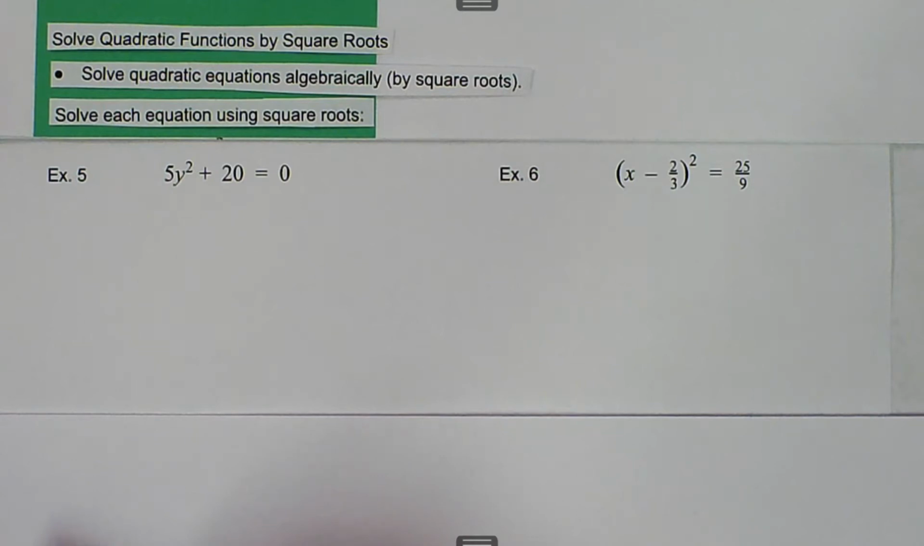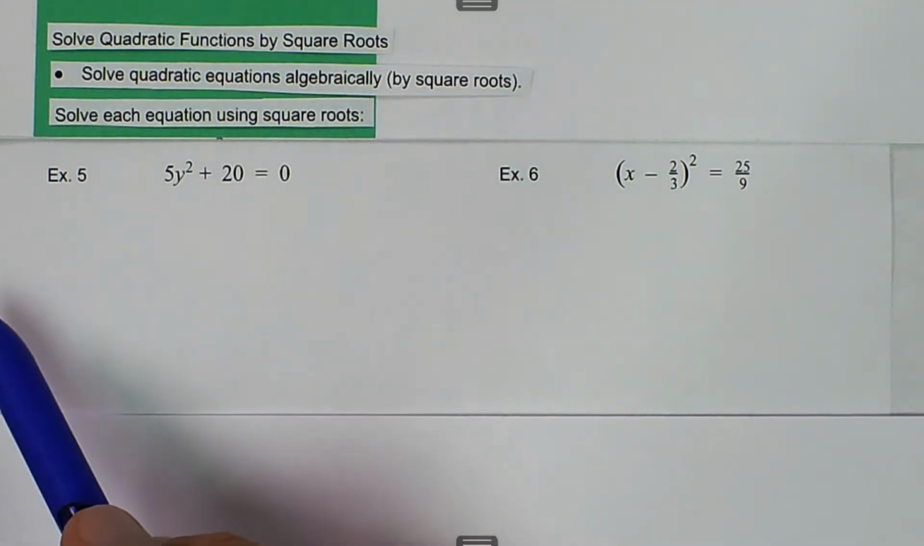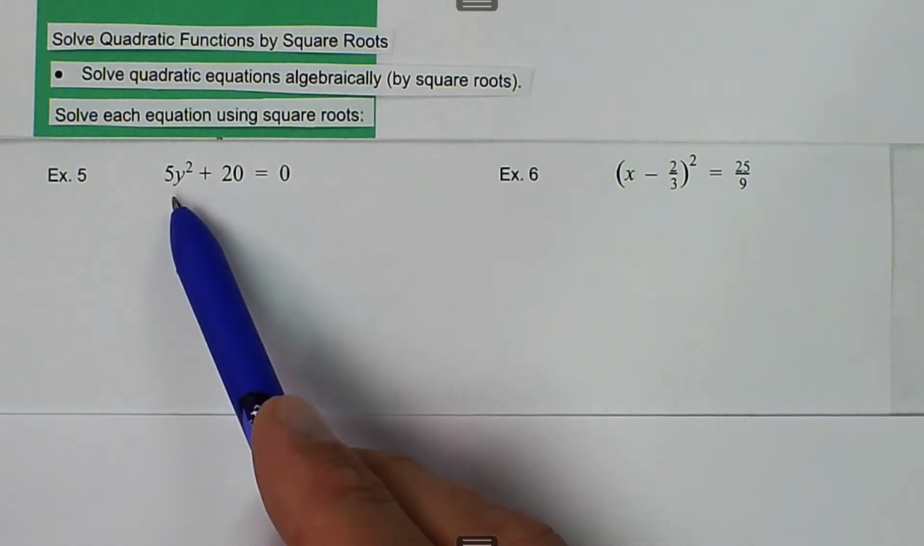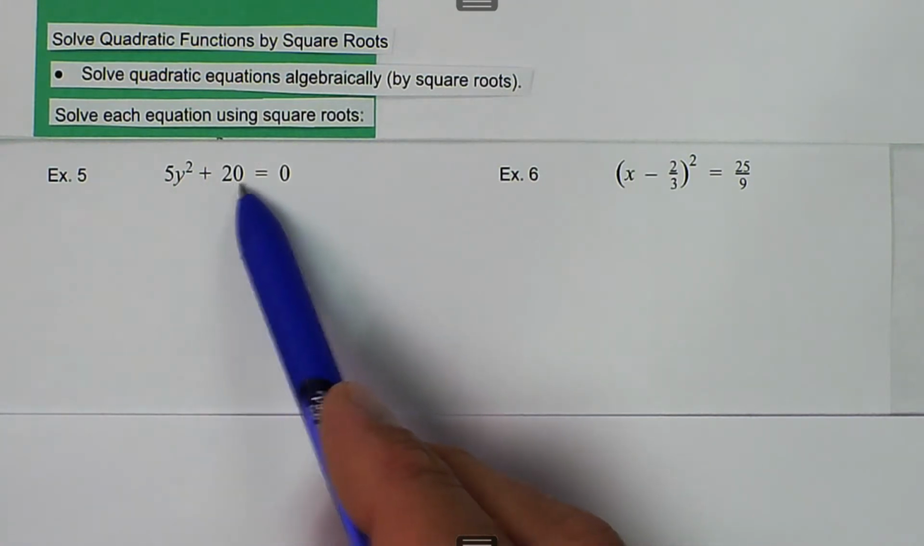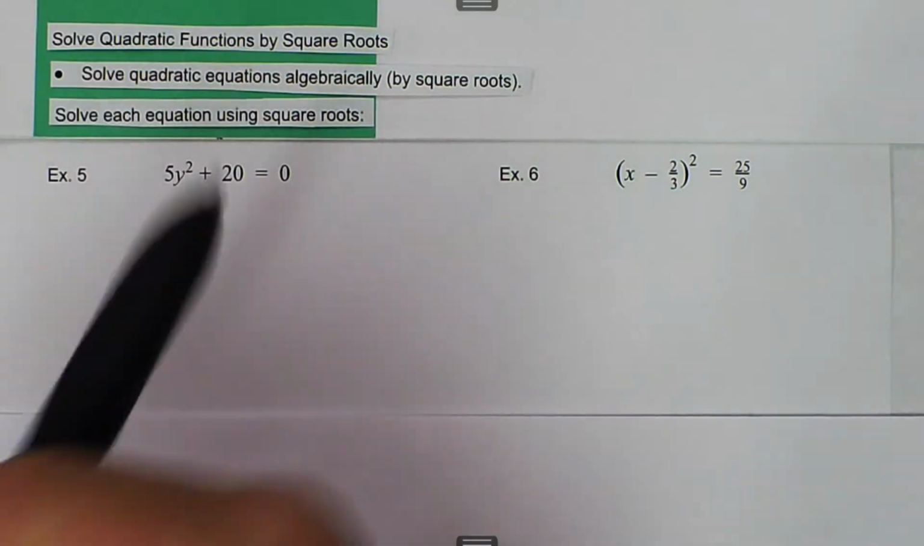We're talking about solving quadratic functions by square roots, and we want to solve quadratic equations algebraically by using the square root. So here we have example 5, 5y squared plus 20 equals 0. And so we want to use GEMDAS to solve this.